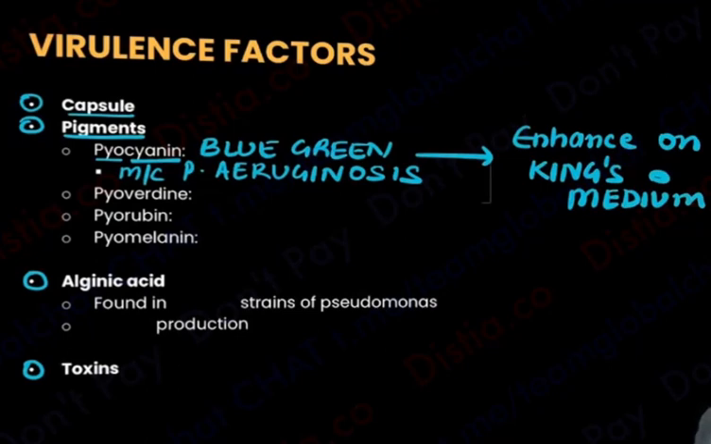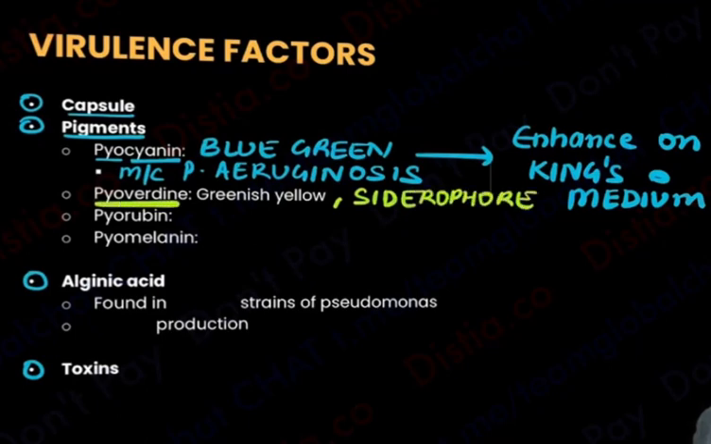Pyoverdin, verdin, like we always used to say biliverdin. What is biliverdin? Greenish yellow. So pyoverdin is also greenish yellow, which in a way shows you that fluorescent color. So if they ask who shows you fluorescent greenish yellow color, pyoverdin. Also note pyoverdin is a siderophore; it takes up iron. Pyorubin, the word itself tells you it is a red-colored pigment.